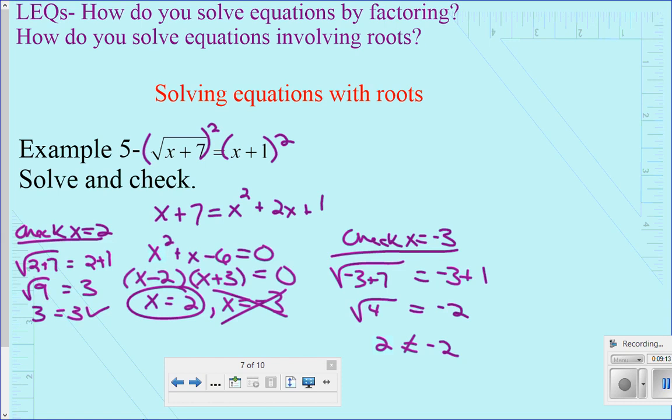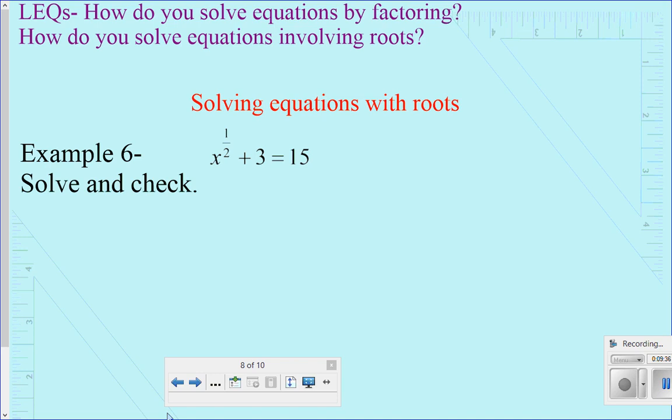Now, because I thought x equals negative 3 was a solution, but it's not, but I do still have x equals 2 as a solution, I'm not going to write no solution. No solution means there's none. I do have a solution. It's x equals 2. Now, had I done both checks and they both ended up not working, then I would cross both off and write no solution.